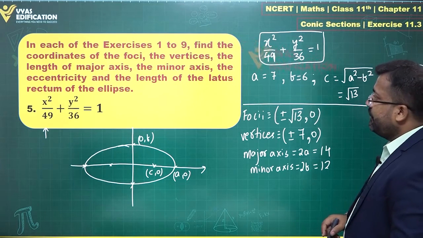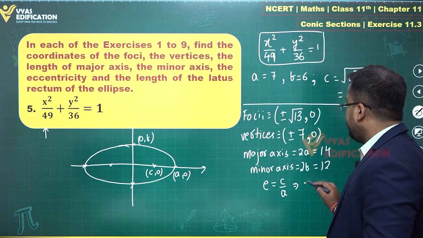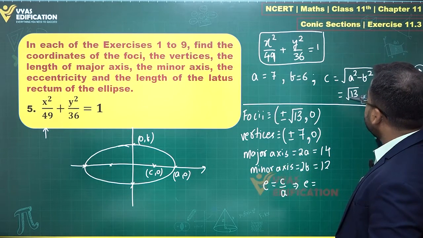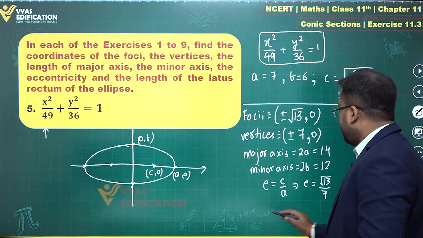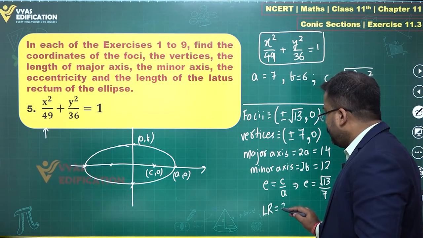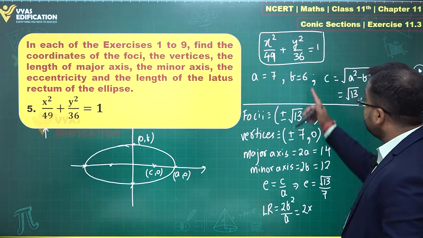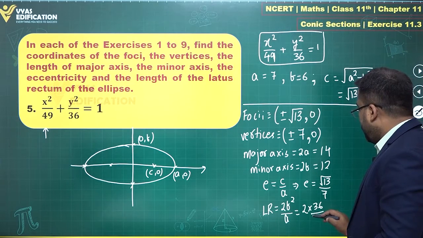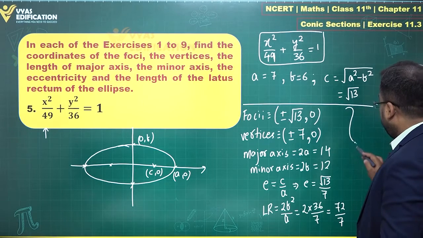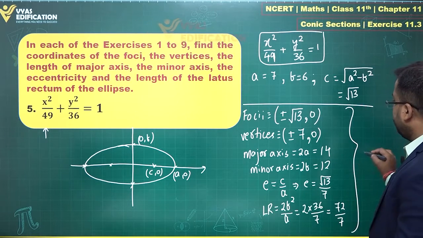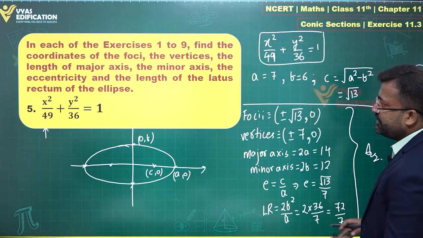Yes. Next, we have eccentricity, which is c upon a, and that tells me that eccentricity will be equal to c upon a, which is root 13 upon 7. Latus rectum, which is 2b square upon a, will be equal to 2 times b square upon a, which is 72 upon 7. And yes, all of these form part of the answer for this question, as you can see over here. That's the complete solution of this fifth question.